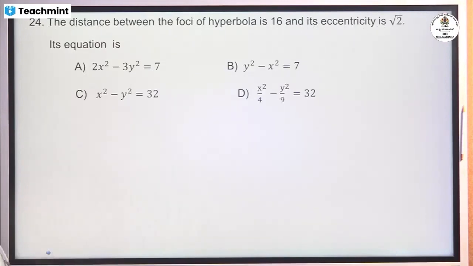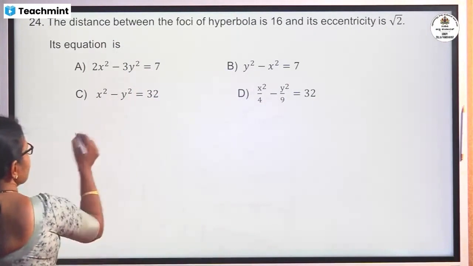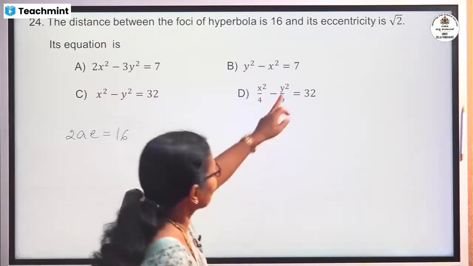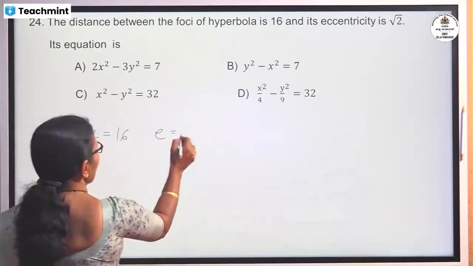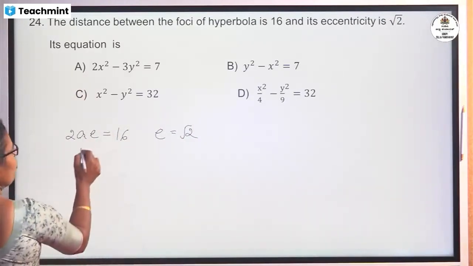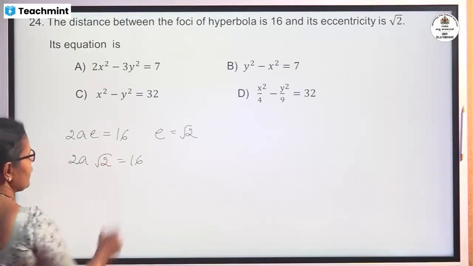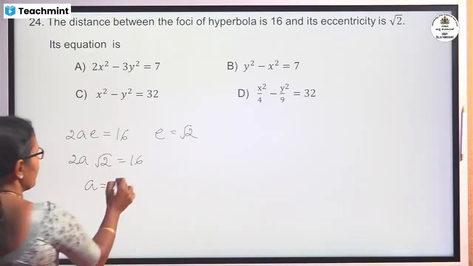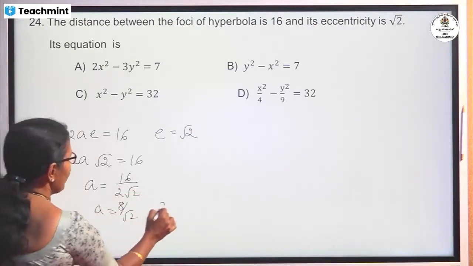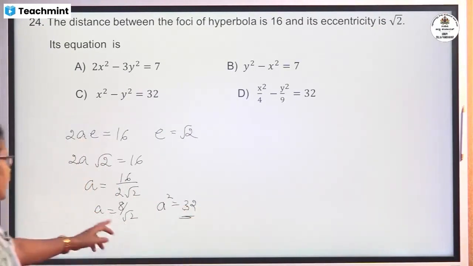Next, we will move to 24. The distance between the foci of the hyperbola. Distance between the foci means 2AE is equal to 16, and its eccentricity is E is equal to root 2. Then the equation of the hyperbola. Here 2AE is equal to 16. We substitute the value of E, then we get A is equal to 16 divided by 2 root 2, A is equal to 8 by root 2, A square is equal to 32.